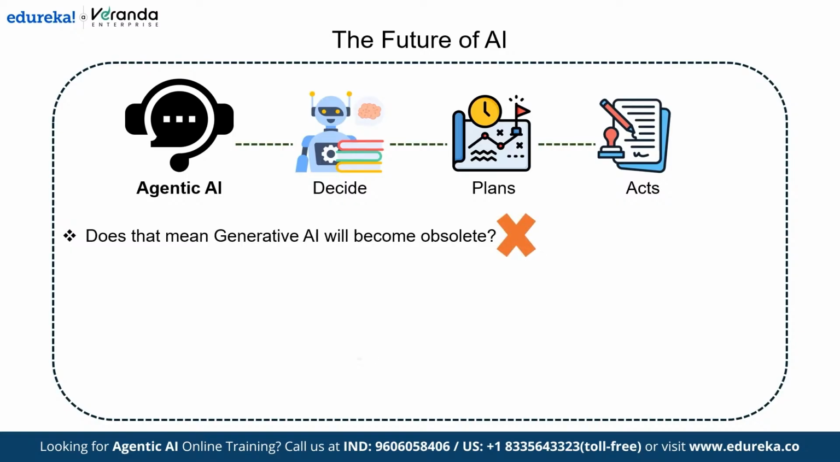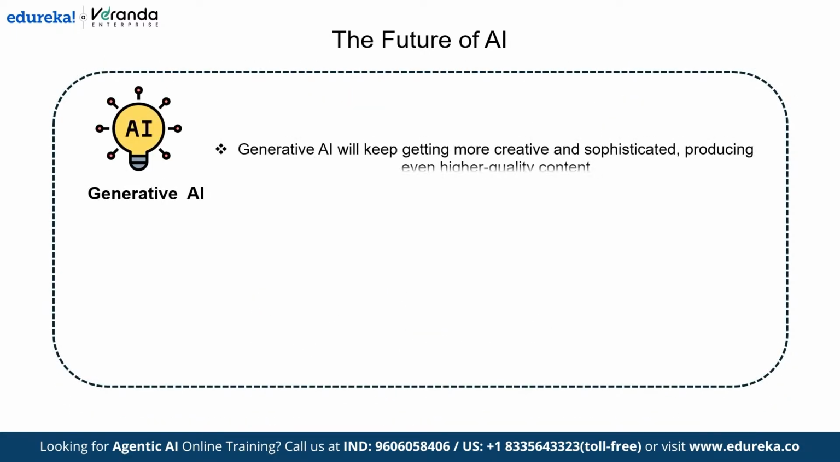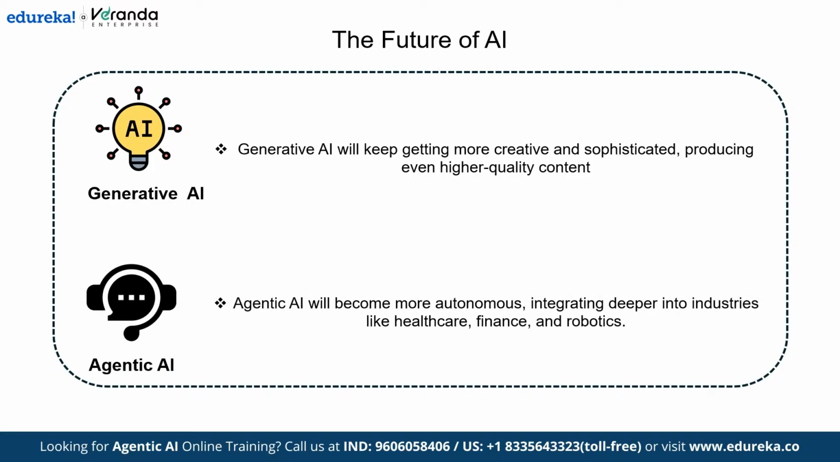Not necessarily. The future of AI isn't about one replacing the other. It's about coexisting. Generative AI will keep getting more creative and sophisticated, producing even higher quality content. Agentic AI will become even more autonomous, integrating deeper with industries like healthcare, finance, and robotics. But this shift does come with some risk.